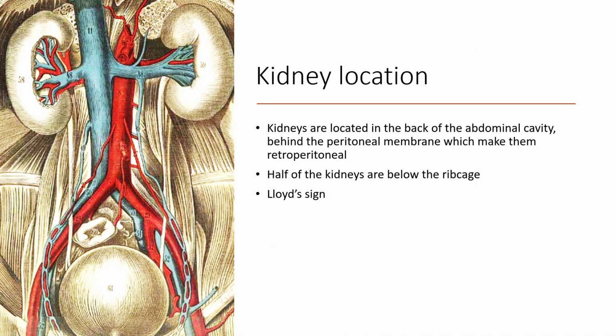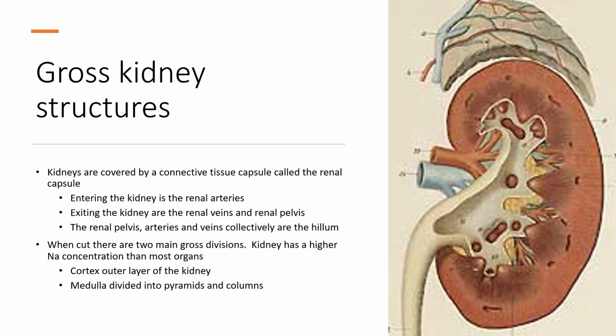Now, again, I mentioned that the kidneys are located in the back of the abdominal cavity behind the peritoneal membrane. That's actually what makes them retroperitoneal. Half of the kidneys will be below the rib cage, and that's important for something called Lloyd sign. Lloyd sign pretty much is if you put your hand on the lower aspects of the rib and tap it with your other hand, if someone has a kidney infection, it will cause pain. And Lloyd's test is one of the ways we can see if someone has kidney infections called pyelonephritis, which I'll talk about a little bit later.